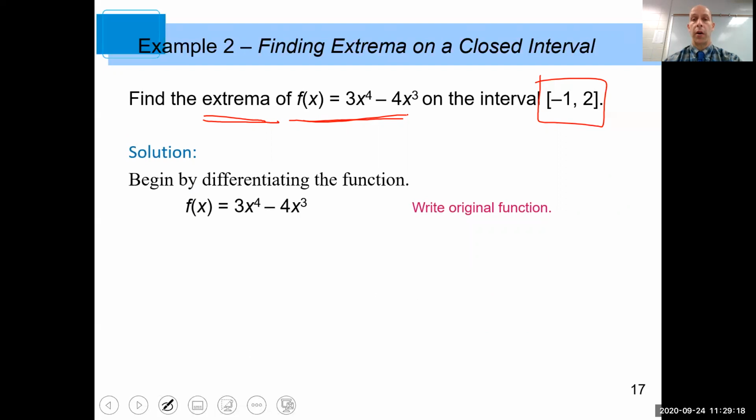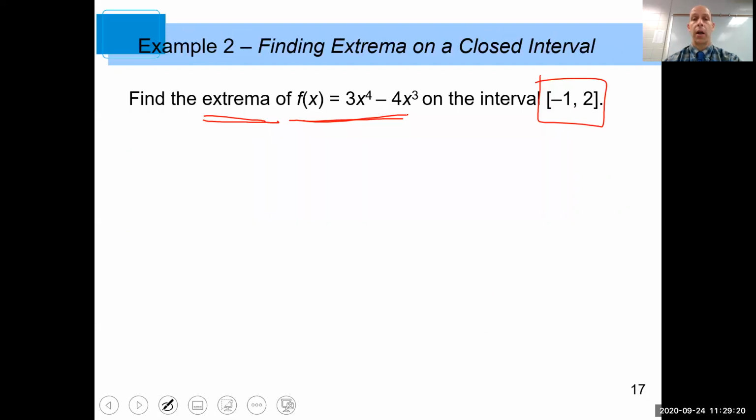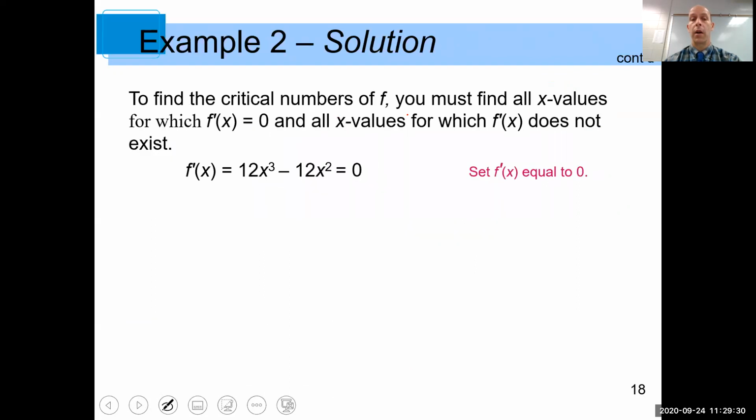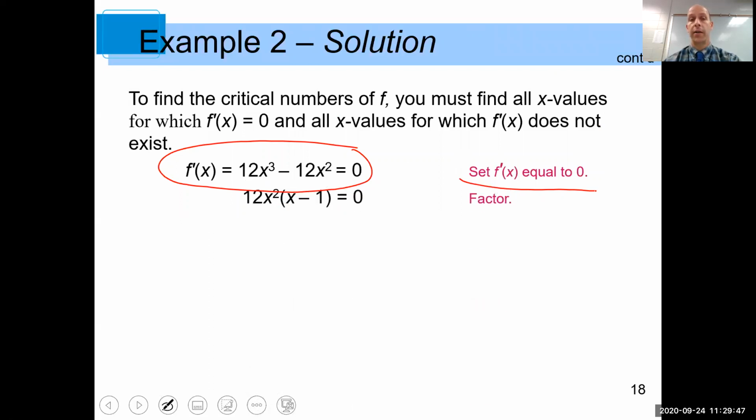So the first thing we want to do, and by the way, we could go back to our guidelines right here, is we are going to differentiate this function. So here's our original function. We do the derivative using the power rule. We get 12x to the third minus 12x squared. Then we're going to set this equal to 0. This is a very important step. The reason we're not worried about where the derivative is undefined is because this function is smooth. So we set the derivative equal to 0, and then we can factor the left-hand side, and then we can use our zero product property.